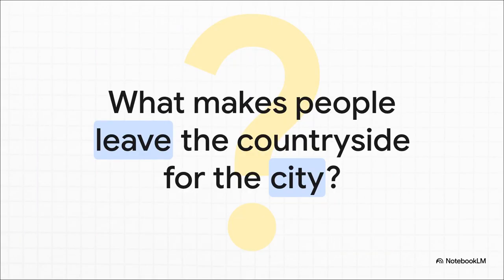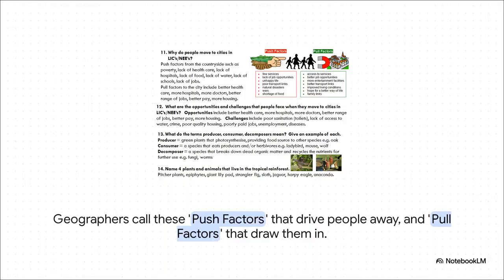But that just begs the question, right? What on earth would make millions of people leave behind everything they've ever known, their homes, their communities in the countryside, to take a huge gamble on life in the big city? Geographers have a really clear way of thinking about this. It breaks down into two forces. First, you've got what they call push factors. These are all the negative things, like poverty or maybe a lack of opportunity, that are literally pushing people away from their rural homes. And then you have pull factors, the promise of something better in the city that acts like a magnet, pulling them in.